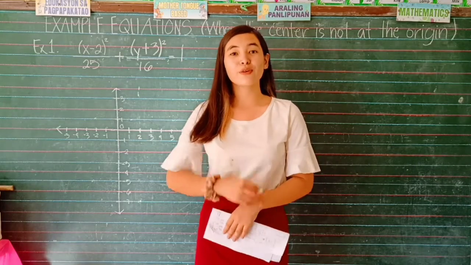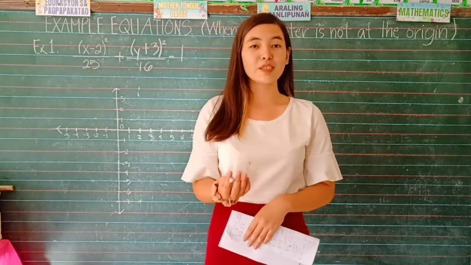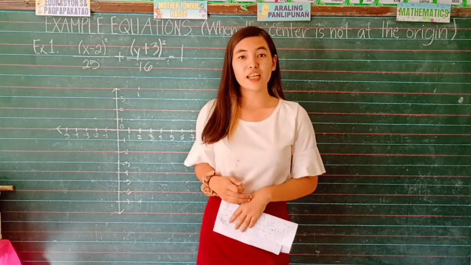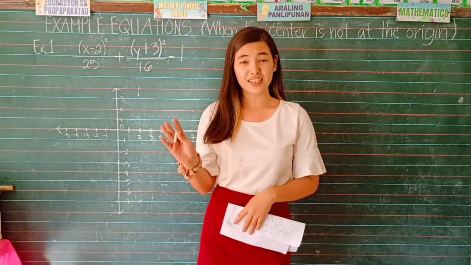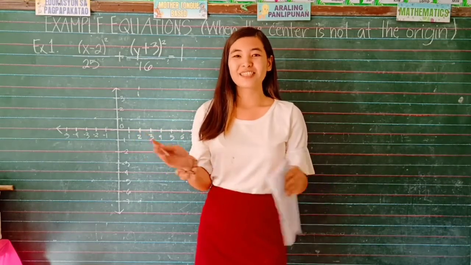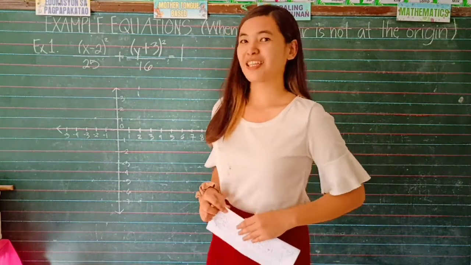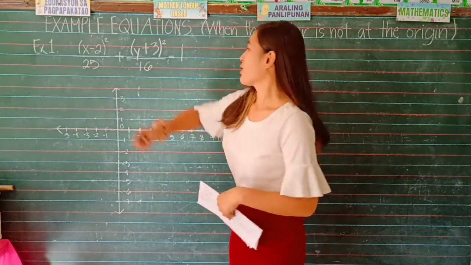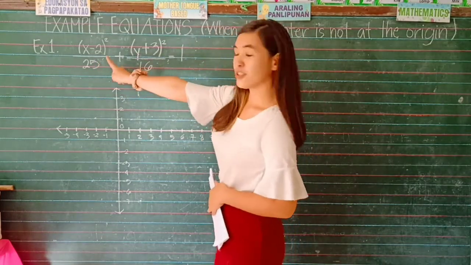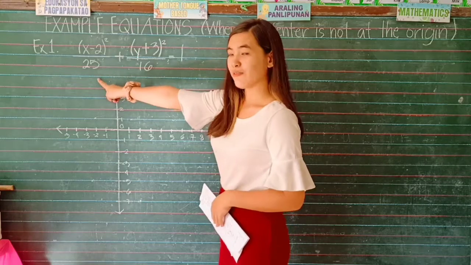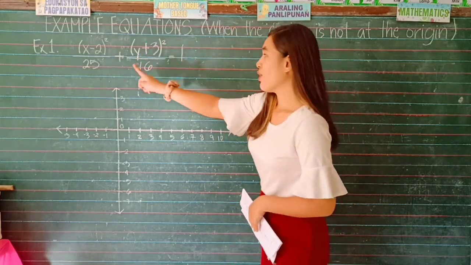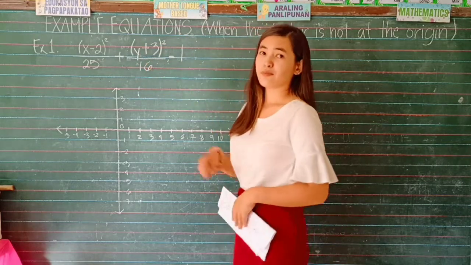Now that you already know how to solve the ellipse when the center is at the origin, we'll now proceed on solving the ellipse when the center is not at the origin. So, it's more complicated. Please listen carefully. Here is the equation: (x minus 2) squared over 25 plus (y plus 3) squared over 16 equals 1.